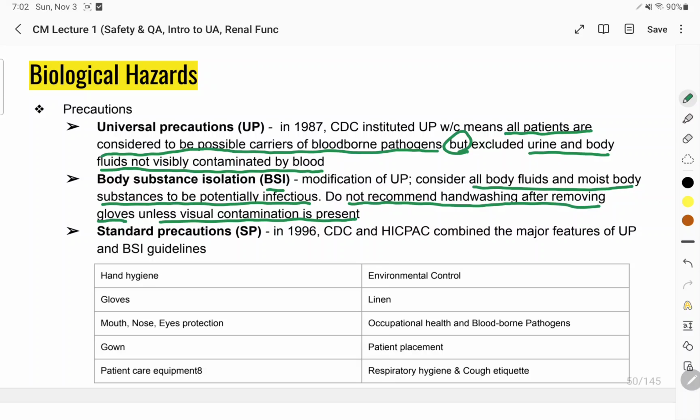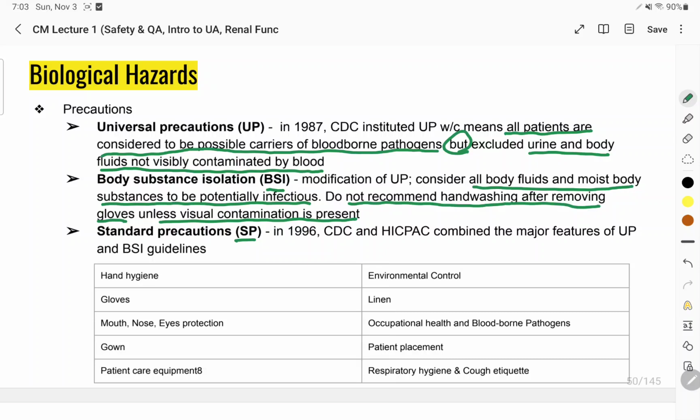Damo na ang ginahimo, no? Dapat tilin ana. Okay, so next, ang current nga institute karon is your SP or your standard precautions. So this was instituted in 1996 by your CDC and your HICPAC. So your standard precautions is a combination of the major features of your universal precautions and your body substance isolation.